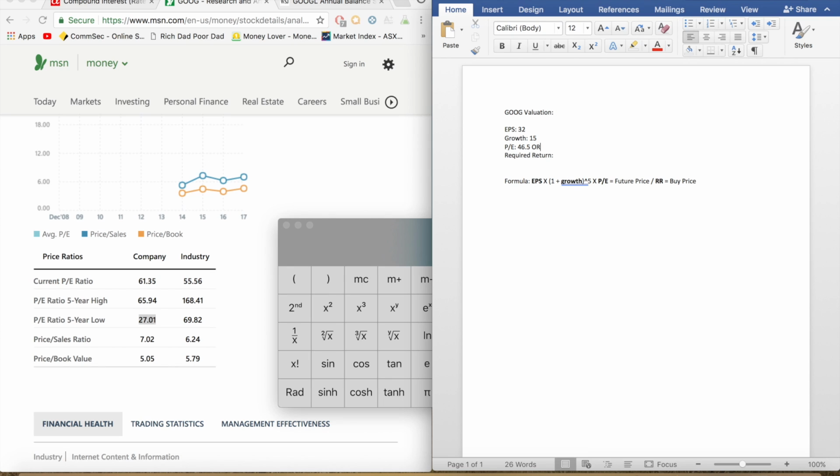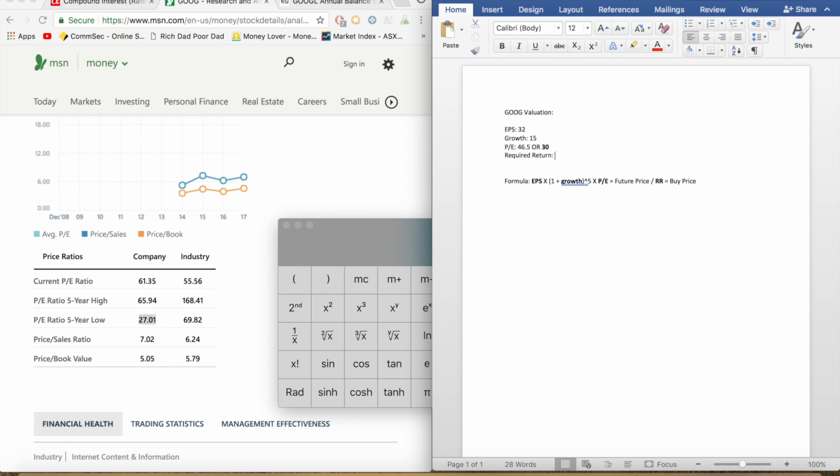But remember, we're not going to use just that. We're going to use that or 2 times the growth rate, if that's lower. So 2 times the growth rate is 15 times 2, which is 30. So we're actually going to use 30 instead of 46 because we want to be conservative.